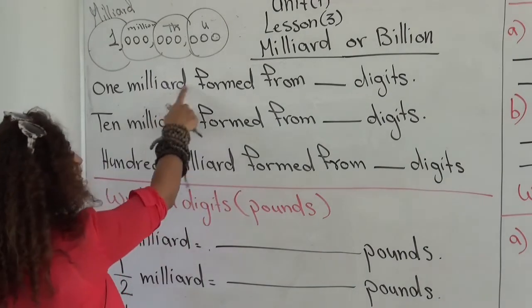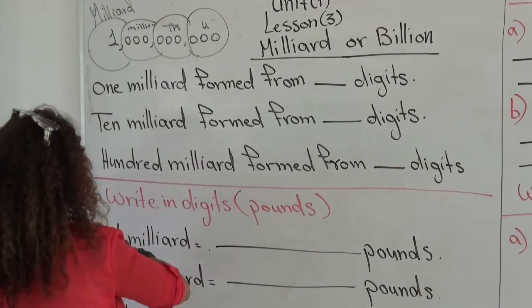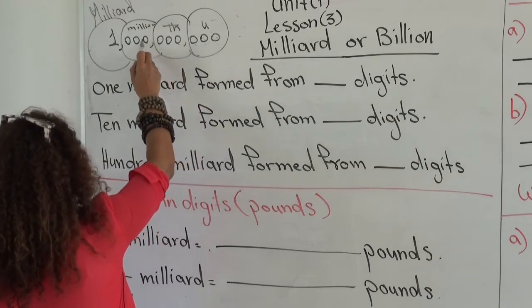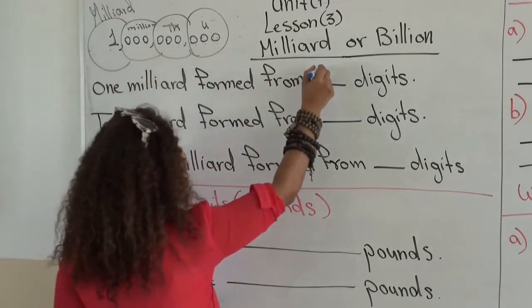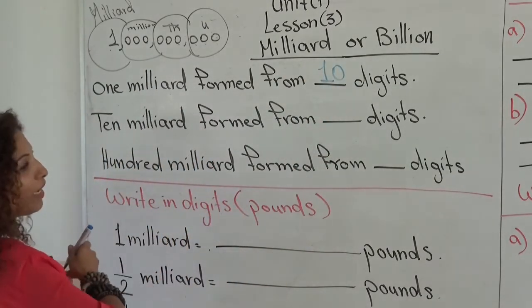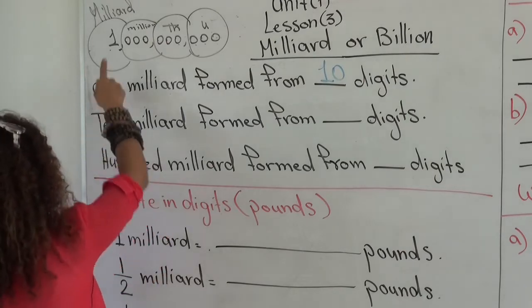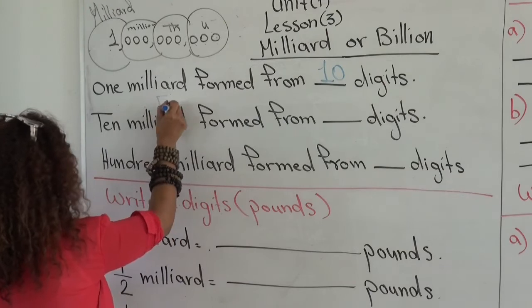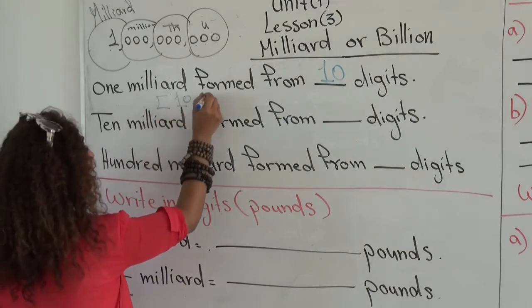So 1 milliard is formed from how many digits? I will count all my digits: 1, 2, 3, 4, 5, 6, 7, 8, 9, and 10. It's formed from 10 digits. Okay, so 10 milliard, I have another digit here. I will write it for you here. This is 10 and milliard.